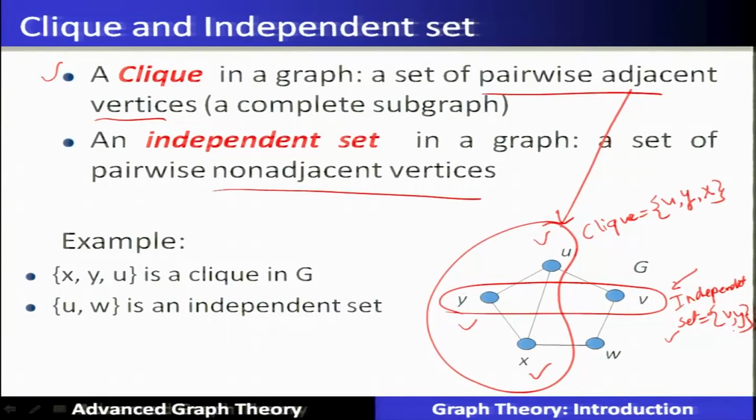Now, you can see in this particular graph, you cannot find a clique which is bigger than this size, that is more than the size 3. Similarly, you cannot find an independent set in this graph example which has a size more than 2. Hence, they are the largest cliques. Similarly, the independent set is a largest size independent set.